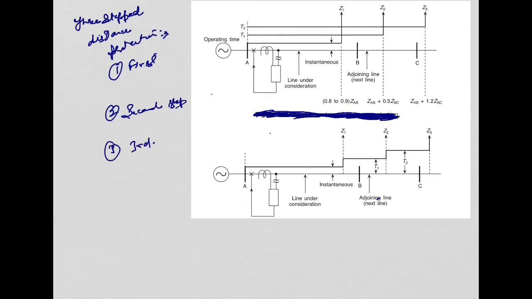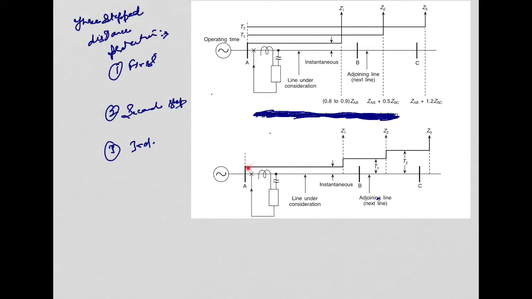Now, the rule for the first step of the distance protection is to set the reach up to 80 to 90% of the length of the line. Let us suppose that we have the line which needs to be protected, that is A, B and B, C. So the first protection is used up to this point, that is 80 to 90% of the length of the line section, and this is instantaneous protection, so there is no intentional time delay in that.